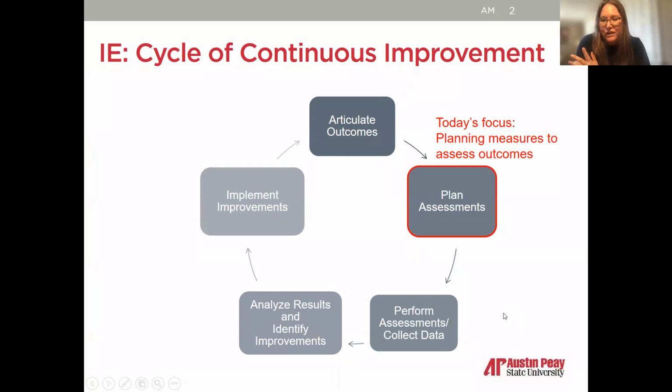Our IE cycle follows the continuous improvement cycle. Hopefully this doesn't look completely foreign to you since we've kind of talked about this before. But this is the cycle that we follow with our IE process. And today what we really wanted to focus on was that part of planning those assessments. So getting those effective measures to assess your outcomes. So that's what we really want to focus on today. We want to have some discussion later on in this presentation to where we can help you with your own measures for your units as well.